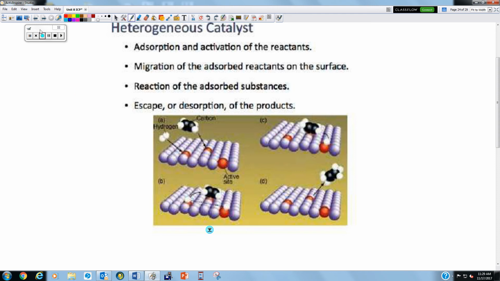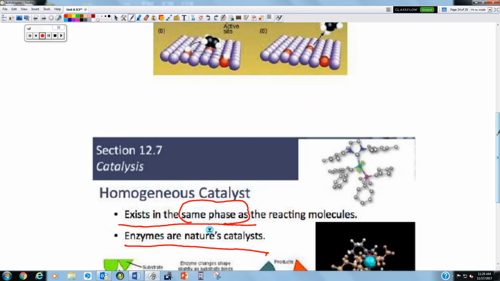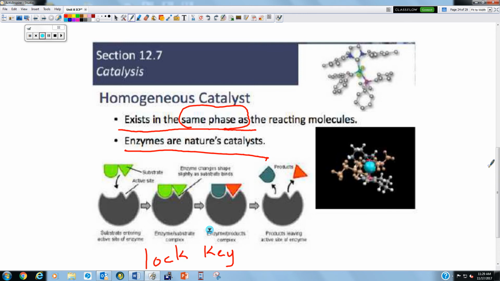All right, moving forward. The next type of catalyst that we see is what's called a homogeneous catalyst, and one of the main areas where we see this is in biology when you talk about enzymes. In homogeneous, if you remember, homo means same. So in this case, they are in the same phase. If you have liquid reactants, you're going to have a liquid catalyst. If you have gaseous reactants, you're going to have a gaseous catalyst. If you have solid reactants, it'll be a solid catalyst.